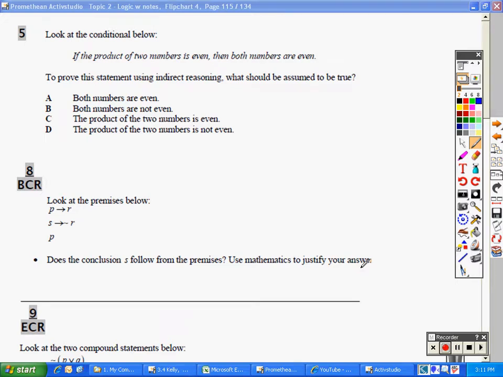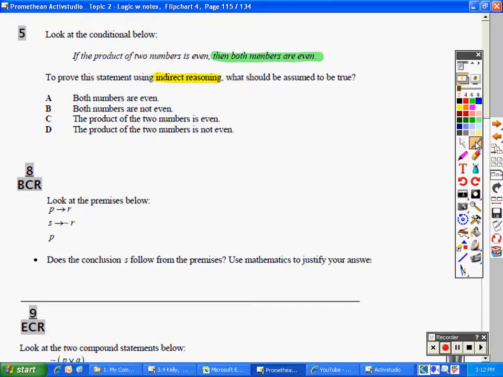All right, let's look at this conditional. If the product of two numbers is even, then both numbers are even. We want to prove this statement using indirect reasoning. Indirect reasoning is like that backwards kind of reasoning, where we want to show something is true, so instead we assume that we are wrong, right? So we want to show that if the product of two numbers is even, then this is really the conclusion here, that the numbers are even.